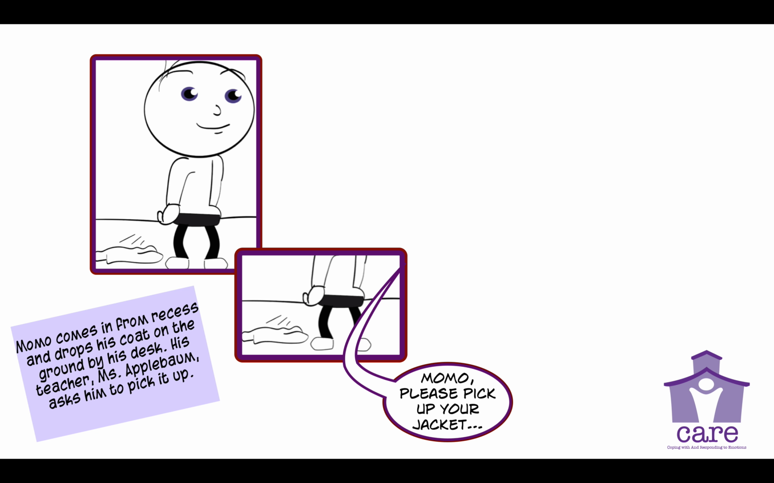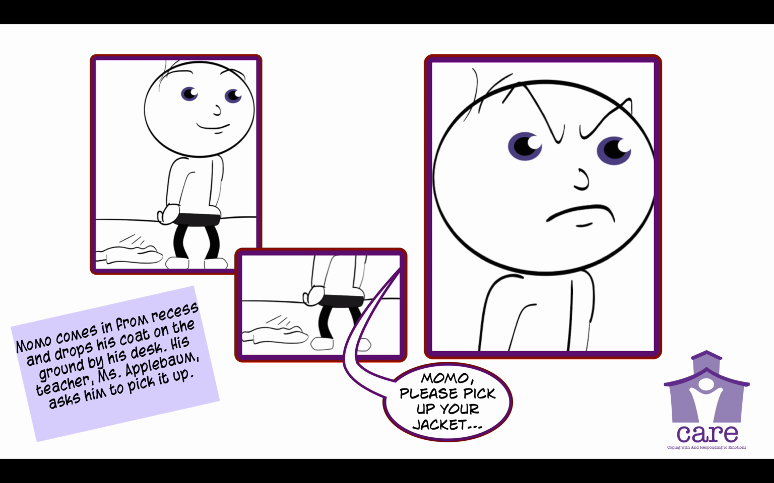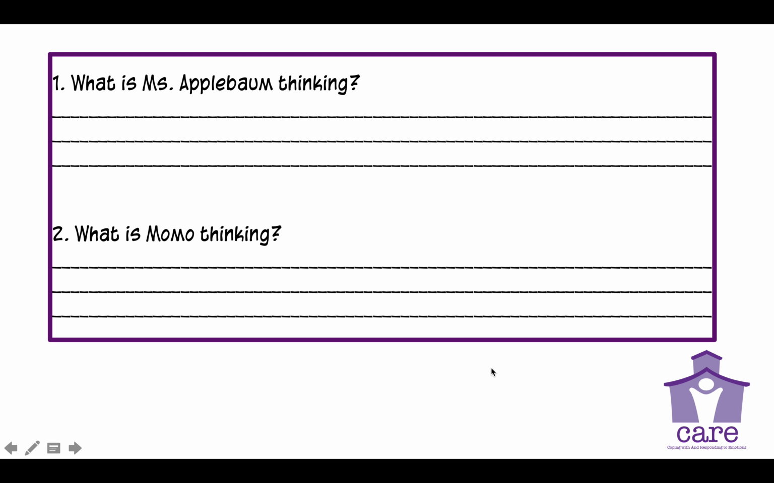And then on page 57, we've got our next situation here where we have Momo coming in from recess, and he's going to drop his coat on the ground next to his desk, and his teacher is going to ask him to pick it up. And as you can see from the cartoon here, Momo is not too happy about being given that direction. So again, have students identify what Miss Applebaum is thinking, and then have them identify what Momo is thinking and why it's important for these characters to understand perspective.